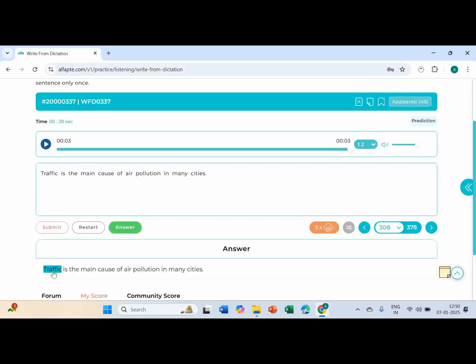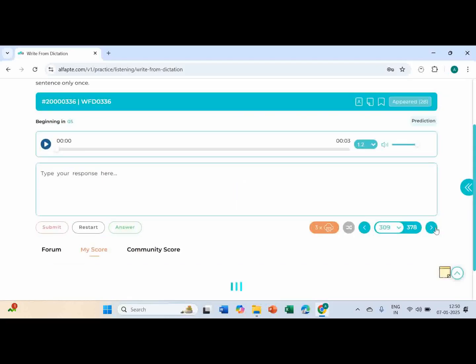We can check the answer. So this is the answer. You have to start your answer with the capital letter. So with traffic, T is capital here, and main cause of air pollution in many cities. So if there is a many, then it should be plural next to the many. So here it is cities, not city. So if you are confused, then you can write both. Next one.